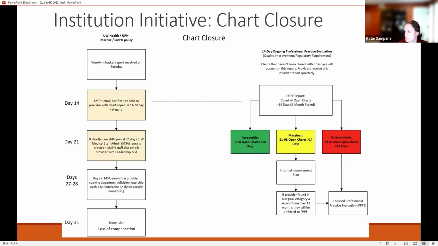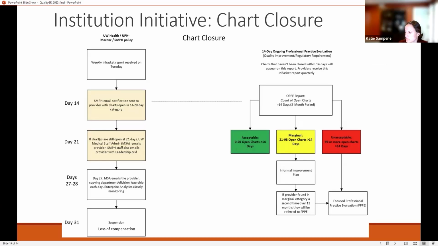Marginal if it's more than 14 days and greater than 20 charts, but less than 98. So 21 to 98 charts open for greater than 14 days puts you in the marginal category. But if you have 99 or more charts open greater than 14 days, then that would be unacceptable. And there are repercussions. So if you're marginal, usually there's some sort of informal plan for what's going on, how can we improve this? And then you improve it and we move on.